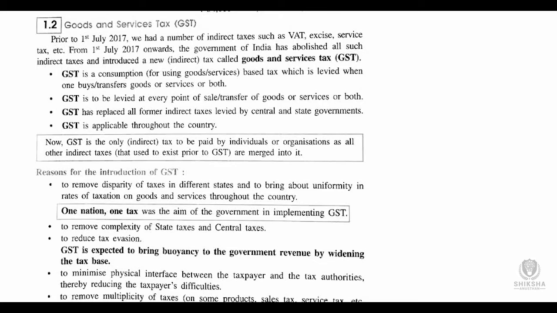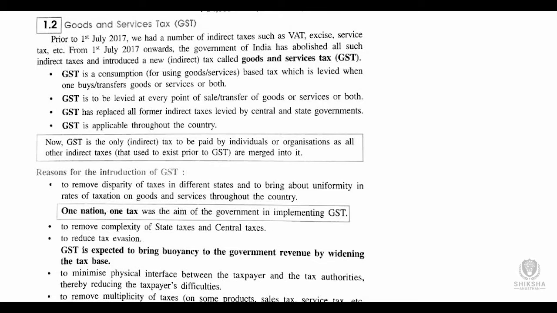Now let's understand about GST. Prior to 1st July 2017, we had a number of indirect taxes like VAT, excise, and service tax. But after 1st July 2017, the government of India abolished all such taxes and introduced a new tax called GST, Goods and Services Tax. This tax is based on the government's aim of one nation, one tax. This reduces the complexity of state taxes and central taxes.